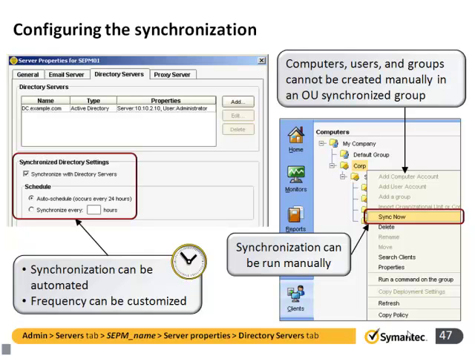So, configuring the synchronization now, we can do this from the directory servers page, where we specify to synchronize and how often we wish to do it underneath the schedule. And that frequency can be customized. We can also do this manually under the clients page, specifying the OU subgroup and the sync now task.